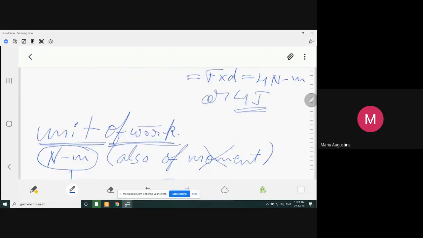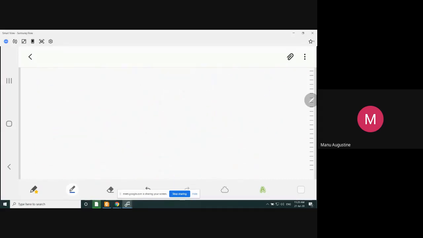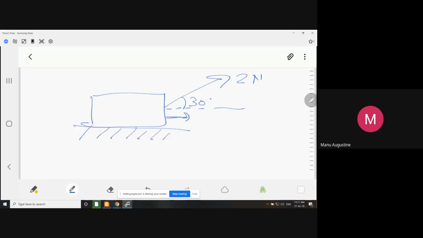But instead of taking a straight force, if I take an inclined force, then I had to take a factor of cos 30 degree also. So in this case, the force is again 2 Newton. The same force is applied, but instead of being applied in the horizontal direction, it is applied at an angle of 30 degrees. So the force acting in the direction of displacement is 2 cos 30. And now this force will be multiplied with this displacement.